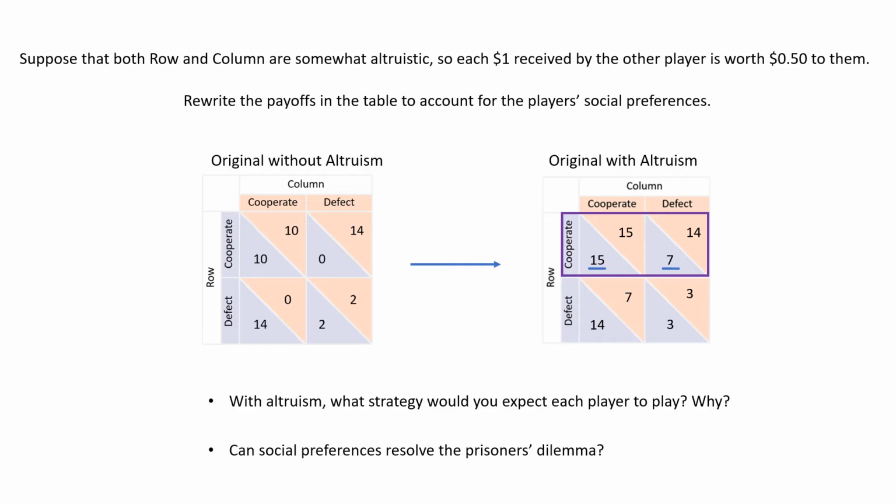Now fix row player strategy as cooperate. How would column respond? Would he play cooperate or defect? He would play cooperate. Now fix row strategy as defect. How would column respond? He would play cooperate. And since we have two underlined numbers, this is the best response for each player given what the other player is doing. And as we can see, both players would be picking the strategy cooperate, cooperate, and we have resolved the prisoner's dilemma by having altruistic preferences.